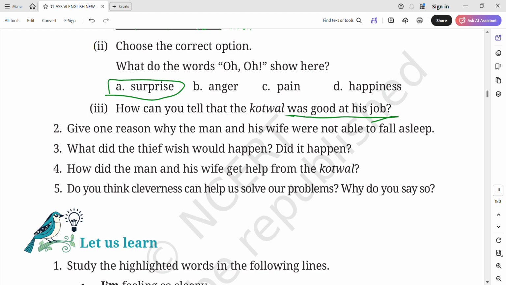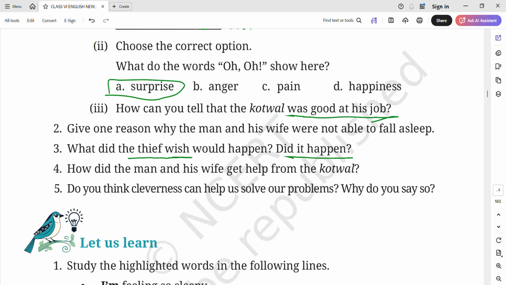Question number 3. What did the thief wish would happen? Did it happen? What was the wish of the thief? We had done the lesson at the time. We understood what was his wish. The thief wished that the couple would talk about their jewelry, about the wealth that they had, but they were not talking about that. They were talking about something else. So it didn't happen. As per his wish, that wish was not fulfilled. They were discussing the name of the child and what they would call the child whenever the child was in the yard or in the street.